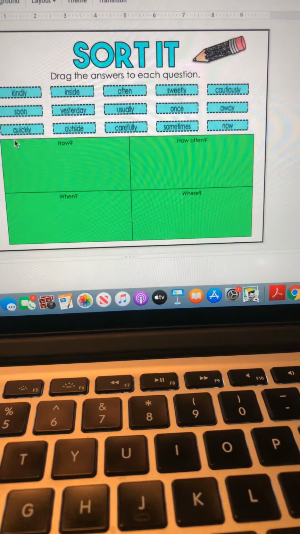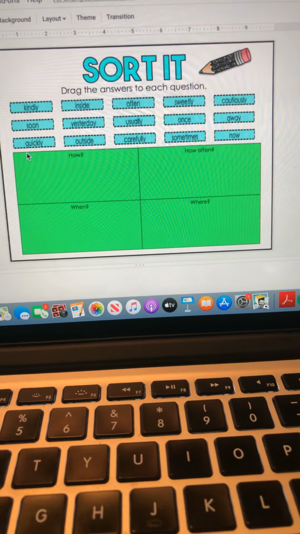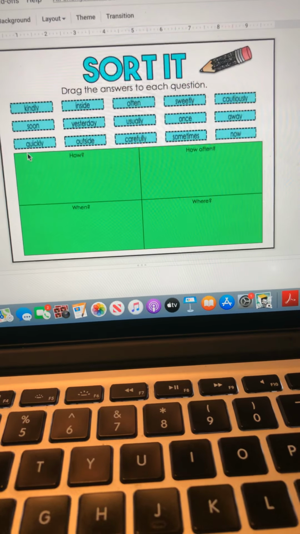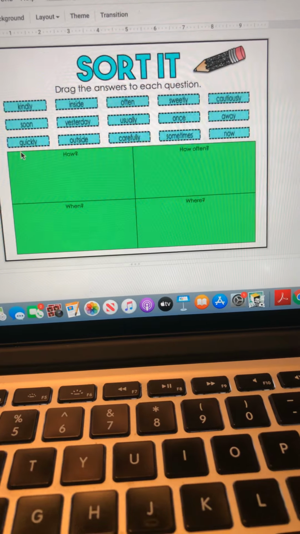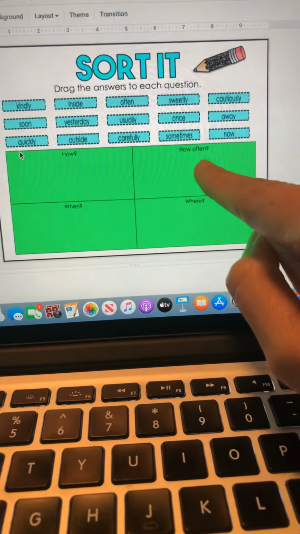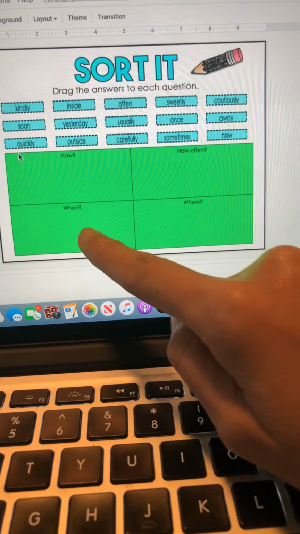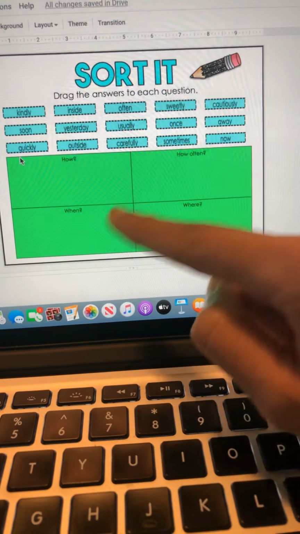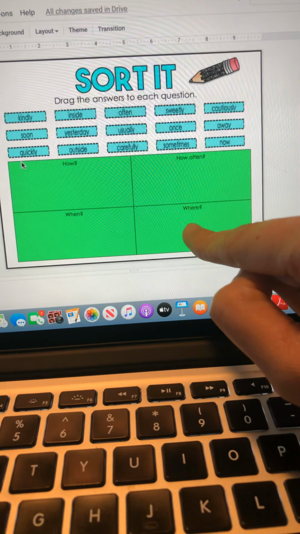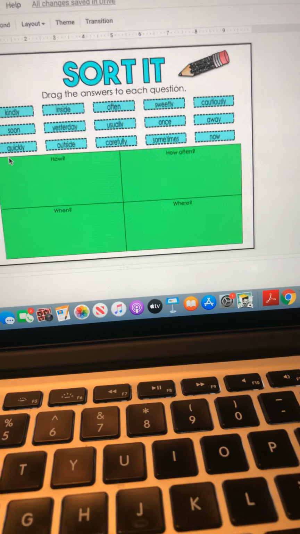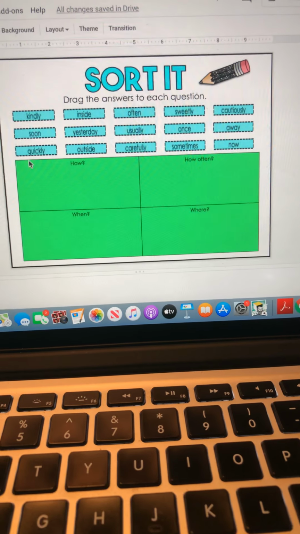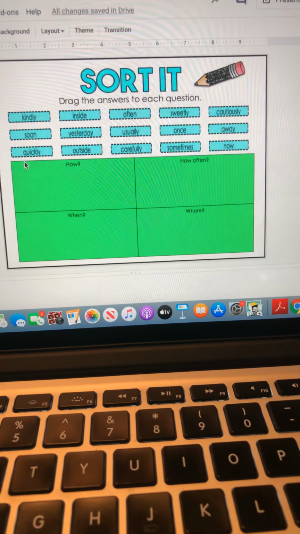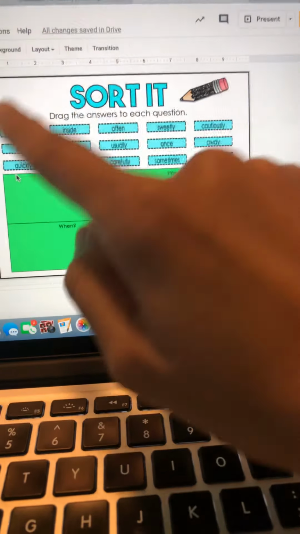And this one is called Sort It. All right, so what you're going to do is you're going to drag the answers to each question. Now remember, adverbs answer each of these questions. They answer how often, when, or where. So then we're going to look at each of these words in the blue box, and I'm going to read them out loud, and you have to click and drag them to which word answers which questions. All right, so I'm going to read the words.